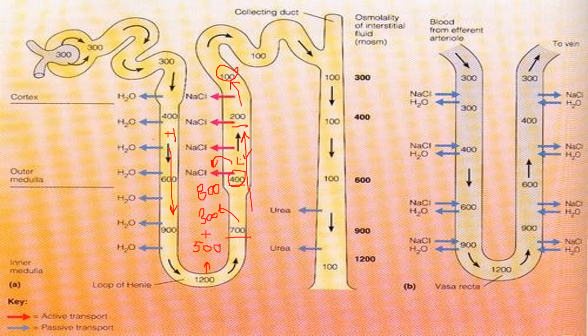This counter current multiplier mechanism is important because here we conserve most of the water and most of the salt which our body needs in daily processes. Here most of the salt will be conserved, and the remaining solutes, that is urea or waste products which we don't need, will move to the collecting duct and be removed from our body in the form of urine.